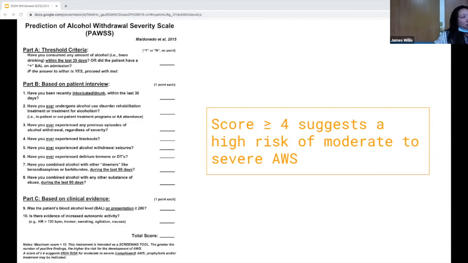There's also this other scoring tool I came across, the Prediction of Alcohol Withdrawal Severity Score. And it's on MDCalc, and it's just based on 8 questions you can ask the patient, a blood alcohol level and their vital signs. And a score of 4 or higher actually puts a patient at very high risk of developing moderate to severe alcohol withdrawal syndrome.